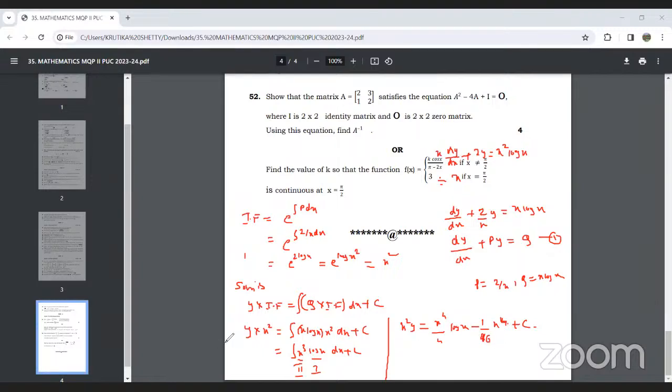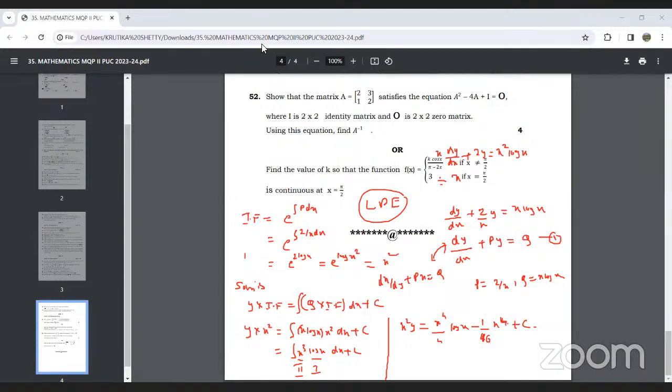Okay, so try it. One question occurs every year on linear differential equation, LDE. Okay, LDE. Two forms are there. This is the first form, dy by dx plus Py equals Q, and another form is dx by dy plus Px is equal to Q. Okay, so two forms are there. So either the question will be on this form or on this form.